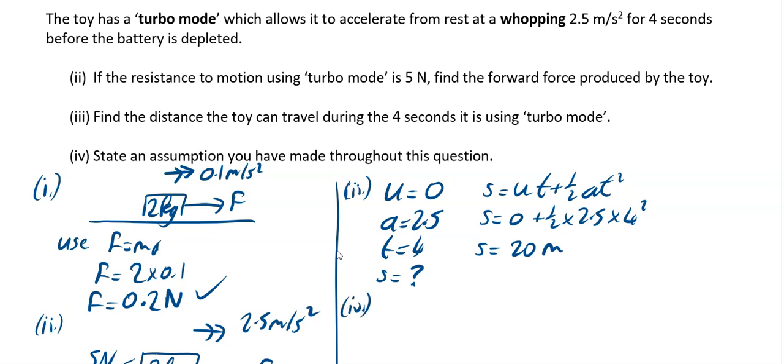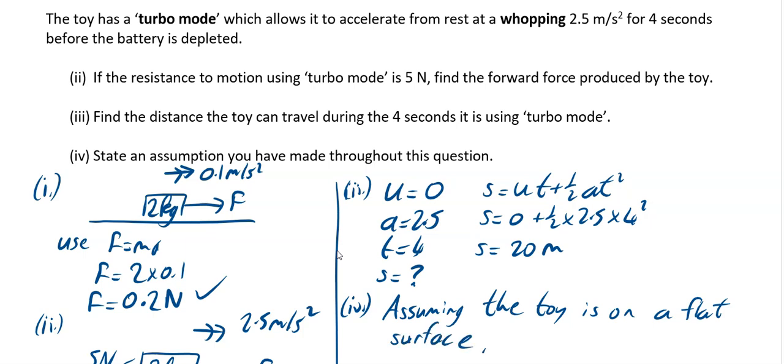Okay, last question. It says, state any assumptions you have made throughout this question. These are my least favorite type of questions. Anything at all, it's just like a real life assumption. So I'm going to say the assumption is that it's on a flat surface, where there are no other objects on the surface or anything out for it to bump into. I'm just going to go with assuming the toy is on a flat surface. And that's it.